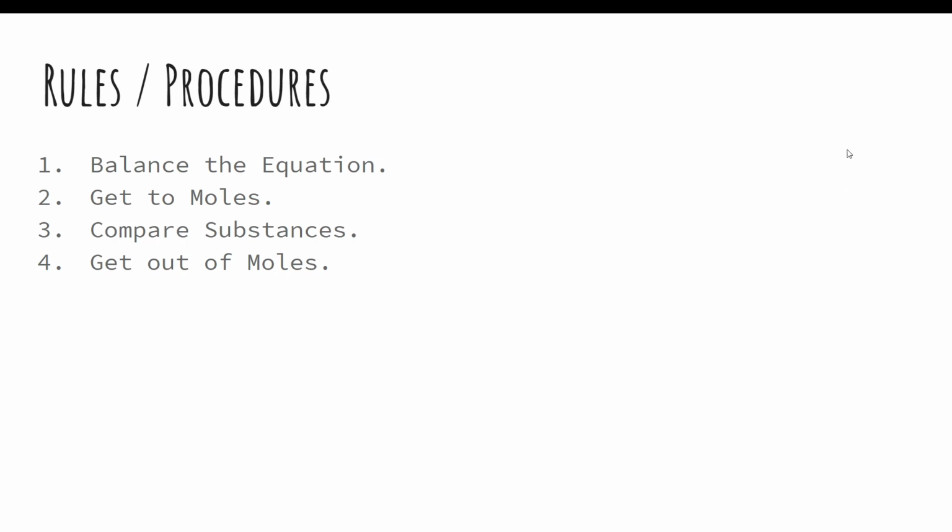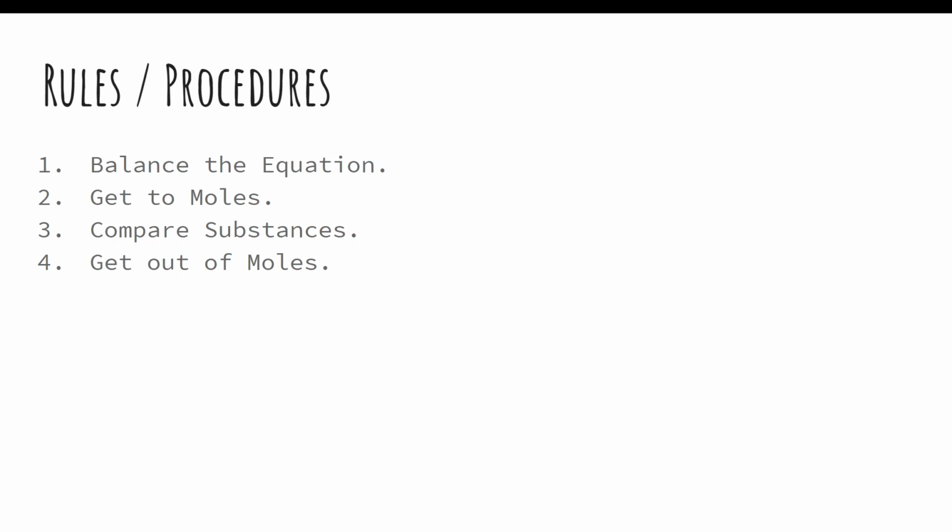Okay. Once we do that, we can compare our substances, and we're going to do that through the coefficients in the equation. And then our last step is going to be to get it out of moles, and that's the process by which we take it from moles into the unit that we want and transform it into the final unit. So if it's asking for grams, we take moles of our product and turn it into grams of our product. And that's the basic formula for how a stoichiometry problem is always going to go.